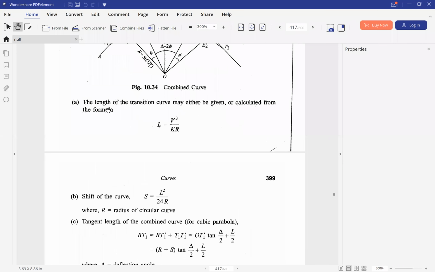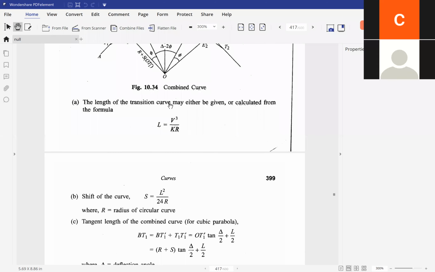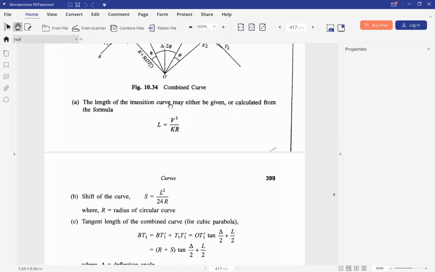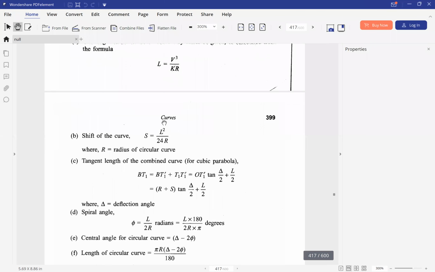So first thing is the length of the transition curve, that can be calculated from either of the above three formulae. Here he has considered the rate of change of radial acceleration, L is equal to V cube over KR. You can use any of the above three ones depending upon the type of data given to you. The second is the shift of the curve, that is L square over 24R. Over here, L is the length of the transition curve and R is the radius of the circular curve.